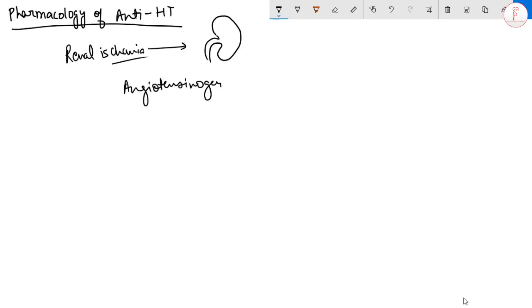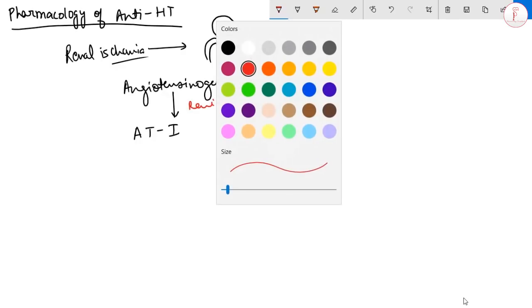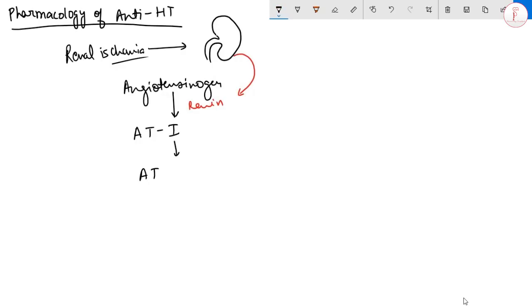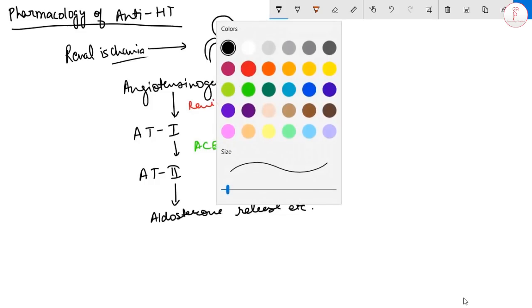So whenever there is renal ischemia, we have seen the renin-angiotensin-aldosterone system. There will be release of renin that will convert angiotensinogen into angiotensin 1. This angiotensin 1 will be acted upon by ACE, and this ACE will convert angiotensin 1 into angiotensin 2. And this angiotensin 2 will show its effect by releasing aldosterone and some other actions in the physiology, ultimately contributing towards the increase in the blood pressure.